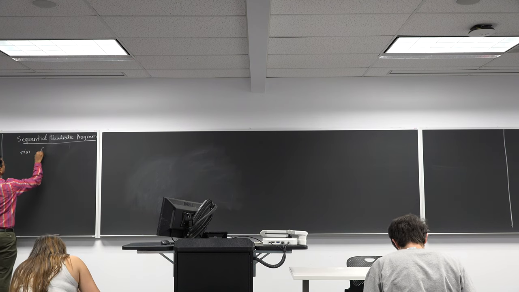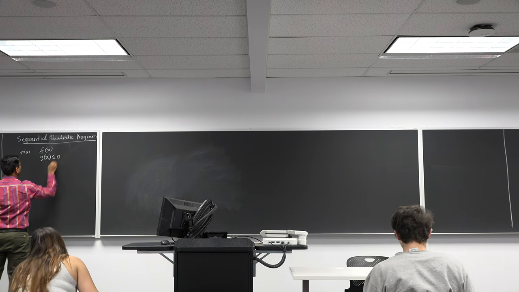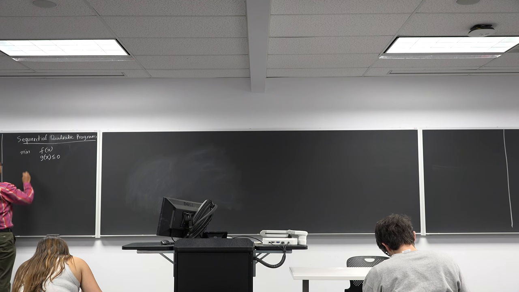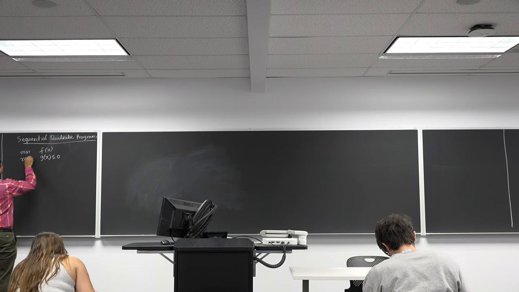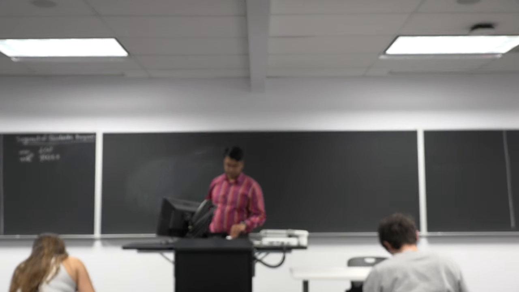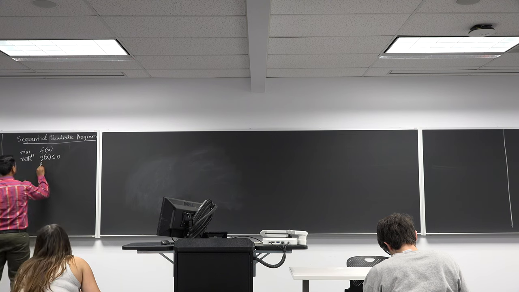I want to minimize f of x, subject to g of x less than or equal to 0. I'm going to extend it to the h of x case in a little bit, where x is in Rn. That's the problem I want to solve. Well, let me put h of x equals 0 also.